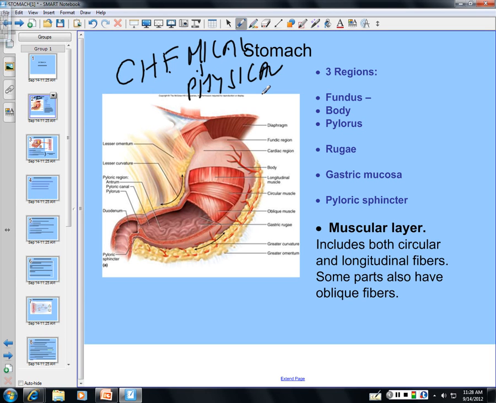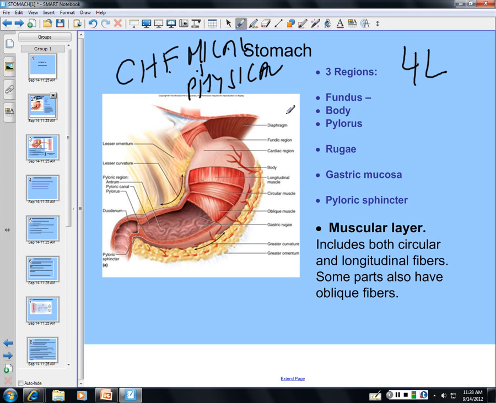It lies in the upper left quadrant of the peritoneal cavity and is about 15 to 25 centimeters long. But the most interesting thing about the stomach is that its diameter and volume depend upon how much food it contains. When full, it can hold about 4 liters of food and can extend all the way up to the pelvis. There are 3 major regions of the stomach.